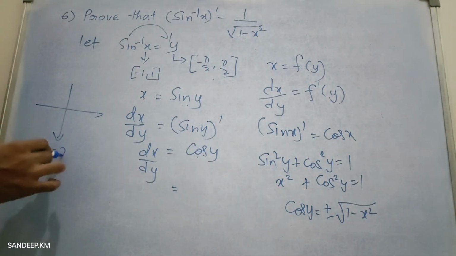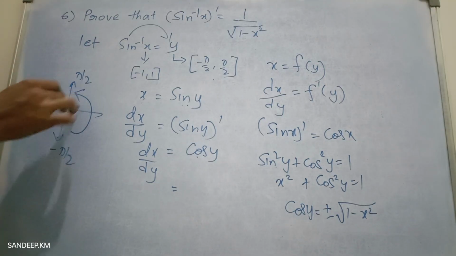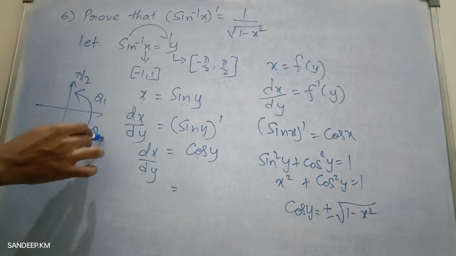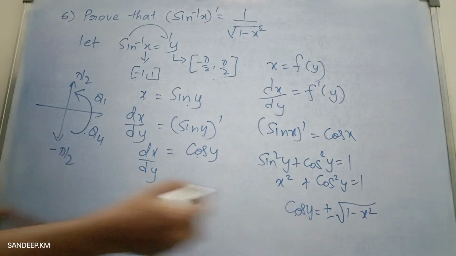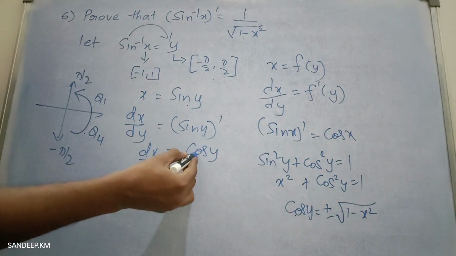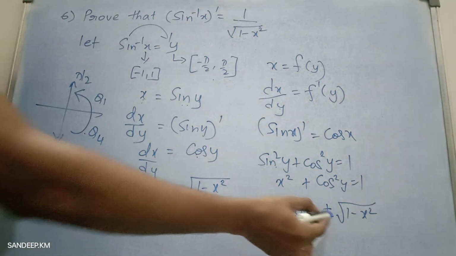So this is -90 and this is +90. When angle y is between -90 and +90, our angle y is either in the first quadrant or in the fourth quadrant. Correct or not? In both these quadrants, is cos y positive or negative? Obviously positive. So cos y is taken as only the plus root of 1 minus x square. We are not taking minus.